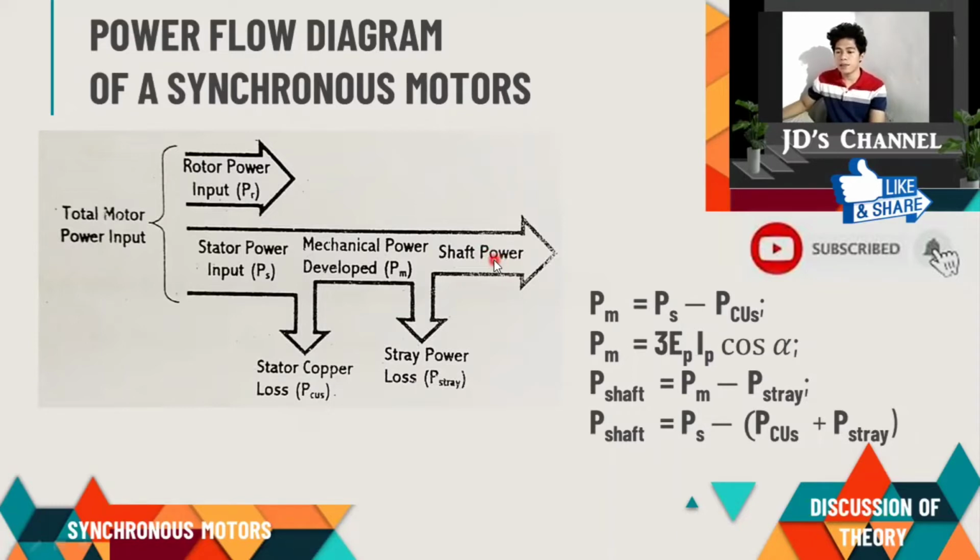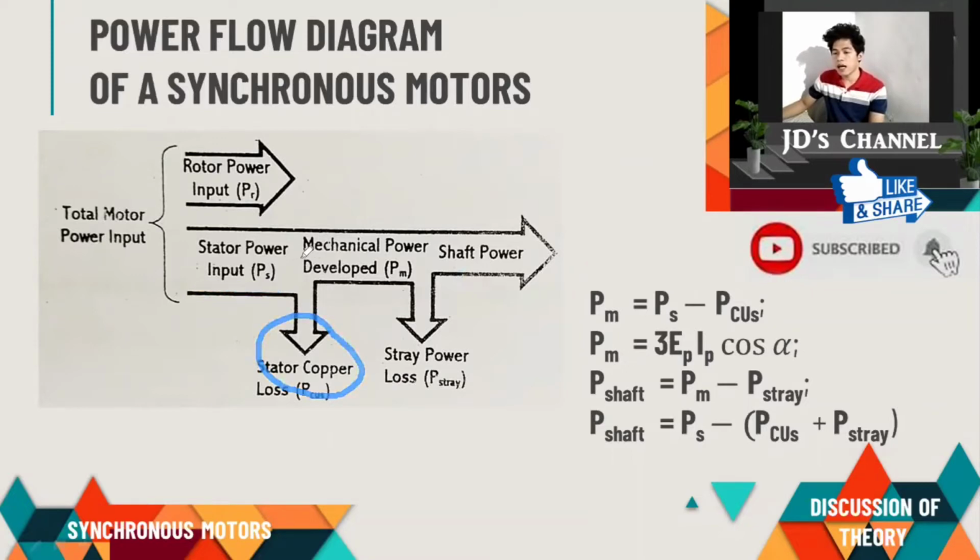Okay, so based dito sa ating power flow diagram, we can say that yung ating PM, which is yung ating mechanical power developed, is equal sa PS, so ito yung PS natin, minus itong ating stator copper loss.